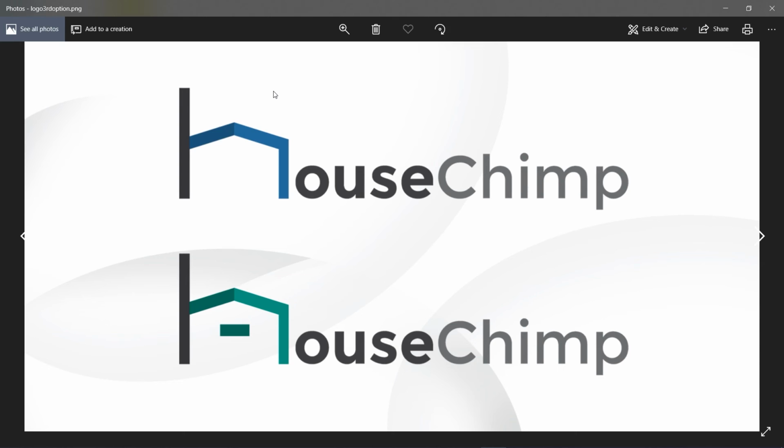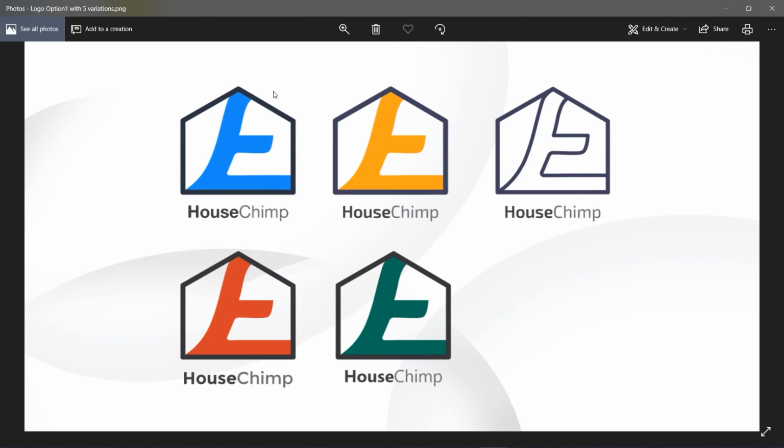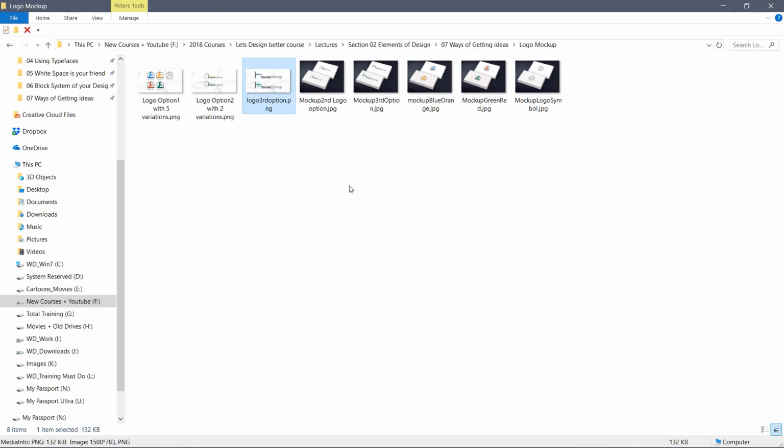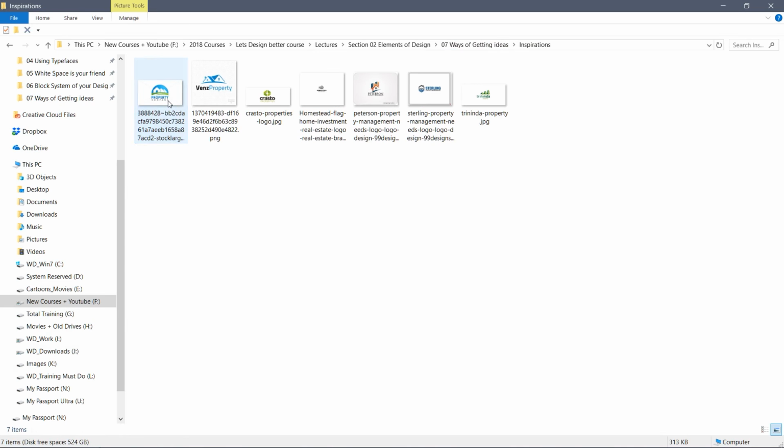Here I combined H and the shape of a house. This is perspective. I try to rotate it. I try to create a 3D effect or perspective view of that house. Here is again a combination of two different ideas. This is how you get different ideas. Let me show you a few more examples.